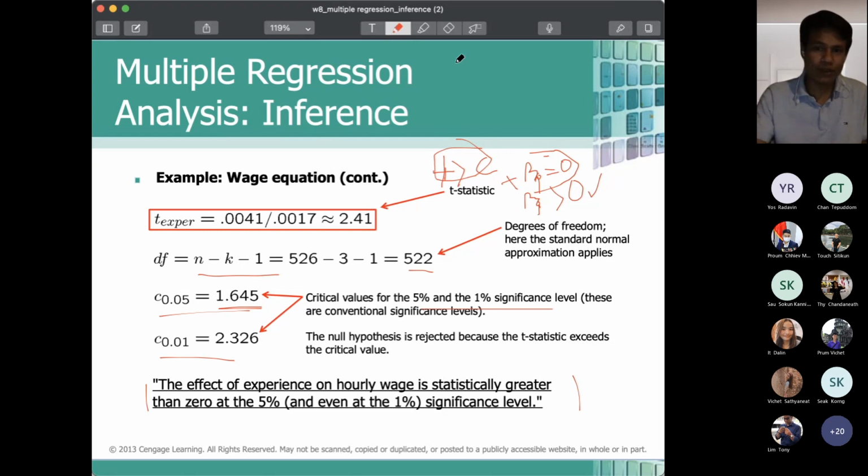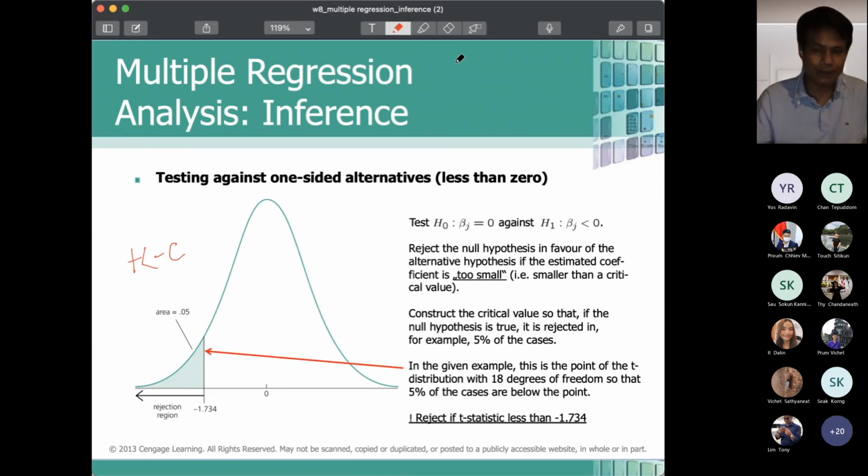How to obtain the critical value? Select a significance level. The standard way is 5%. Know your degrees of freedom. And then look at the t distribution table, you obtain the critical value. All right. Now let's move to another one.